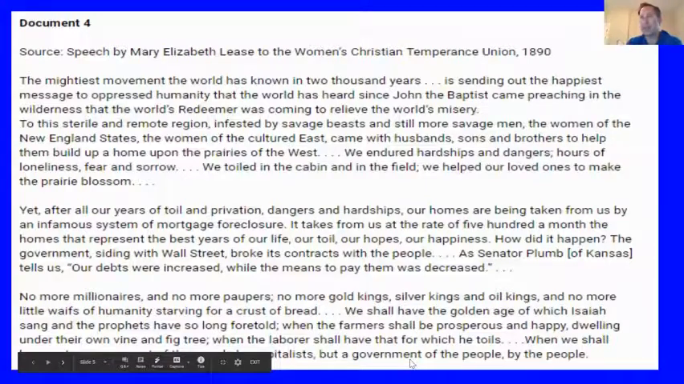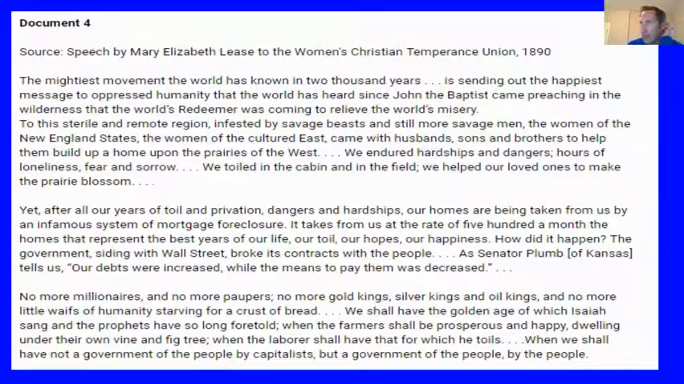Document four is the one that students struggled on the most. Students just couldn't connect the pieces between Mary Lease, the Women's Christian Temperance movement, and she's also talking about struggling farmers. People couldn't put all the pieces together. So let me walk you through exactly what's happening here. Mary Lease was a strong advocate against alcohol, so she was for temperance. But in addition to temperance, she was also associated with the populist movement.